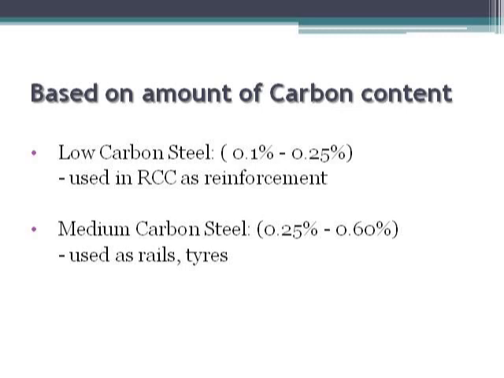So first, the first one in this is low carbon steel. In that, the percentage of carbon is between 0.1% to 0.25%. That is low carbon steel. Low carbon steel, we can say mild steel. Mild steel is low carbon steel, and it can be used in RCC structures as reinforcement or in general steel structures also.